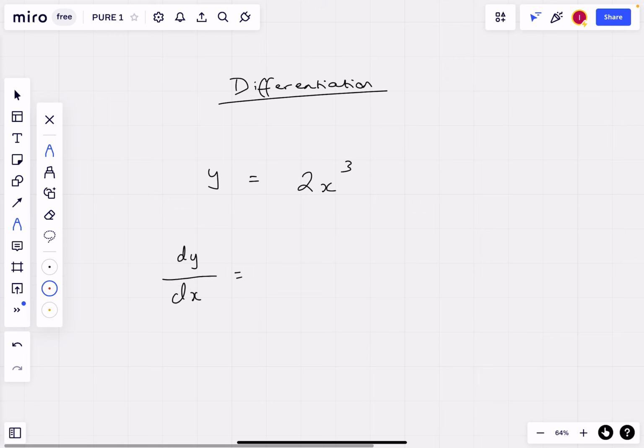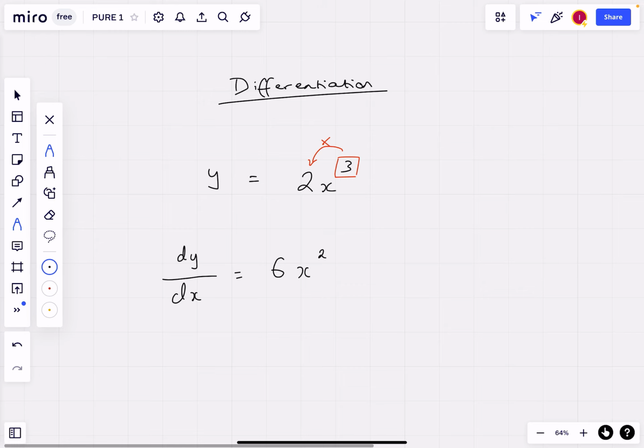Here's what you're going to do. You're going to take the power and you're going to multiply by the number in front of your unknown, the coefficient of x. So you're going to do 3 times 2, which is 6. After doing that, you take 1 away from the power, x squared. That's it. That's how you differentiate. It's as easy as that.